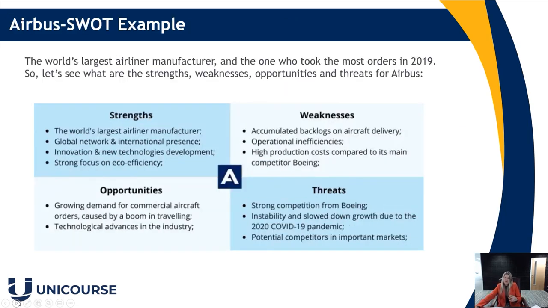I've also given you an example of Airbus as well, which is one of the largest airline manufacturers and one of the most successful in 2019. And that looks at saying it's got a global network, it's got really good international presence, but it also says one of the threats is its strong competition from Boeing.